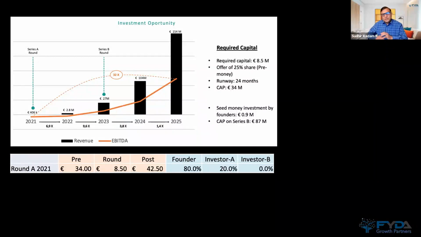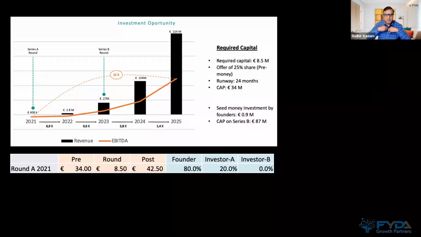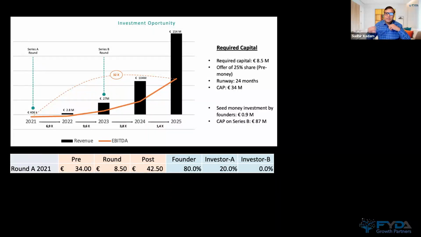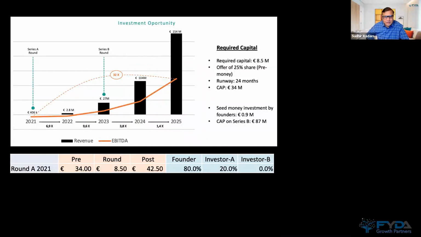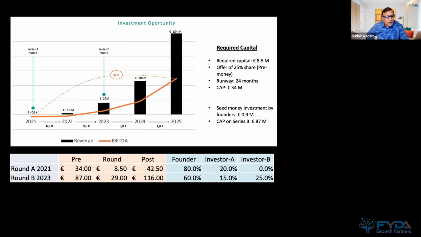So that's investor A, and investor A is a bunch of people. We just call them investor A because nobody is going to put 8.5 million in a single check. Somebody will say I'll put 3 million, somebody will say I'll put 4 million, somebody will say I'll put 1 million, and so on. If I look at round B, which is 2 years down because he said he has a 24-month runway, my round B is going to be 87 pre.